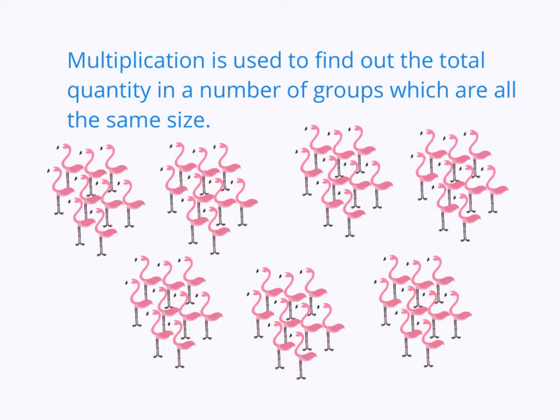So in this case I have 7 groups. I have 9 flamingos in each group, which means I have 9 multiplied by 7, I have 63 flamingos.